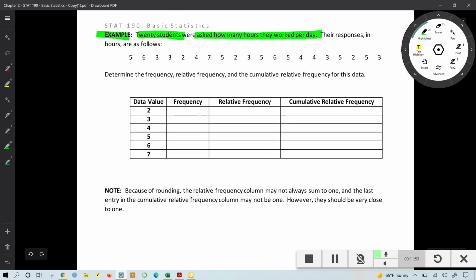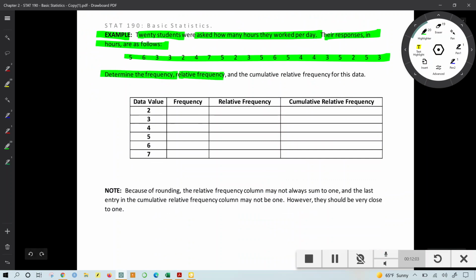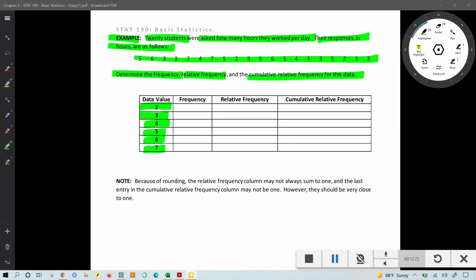20 students were asked how many hours they worked per day. Their responses in hours are as follows. We have all the different data values. We are to determine the frequency, relative frequency, and cumulative relative frequency for this data. I encourage you to pause the video at this point and try to complete this. And also try to convince yourself why we're using an ungrouped frequency distribution table where each data value is recorded by itself. Assuming you paused the video, it is time.